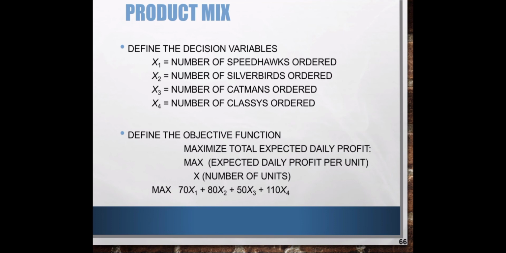Define the decision variables. x sub 1 equals the number of Speedhawks ordered. x sub 2 is the number of Silverbirds ordered, x sub 3 is the number of Catmans ordered, and x sub 4 is the number of Classys ordered. Define the objective function. Maximize total expected daily profit, which is the expected daily profit per unit times x, the number of units. So 70x sub 1 plus 80x sub 2 plus 50x sub 3 plus 110x sub 4.